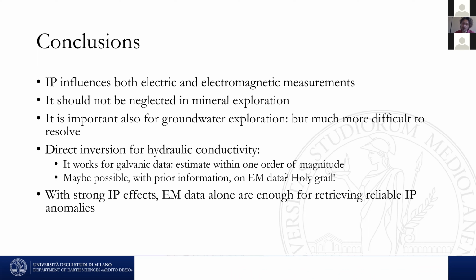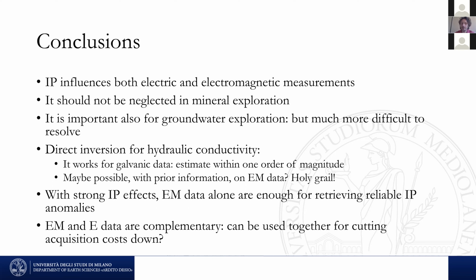When we have strong IP effects, EM data alone are enough for retrieving reliable IP information, and these IP anomalies match well with anomalies that you can find in the ground. But again, with airborne EM methods, this becomes much cheaper to achieve. Finally, galvanic and EM data are complementary over a range of frequencies from high to low. So we might think for the future of a combination of acquisition of galvanic and inductive data that can allow us, for instance, to cut down acquisition costs, hopefully significantly.